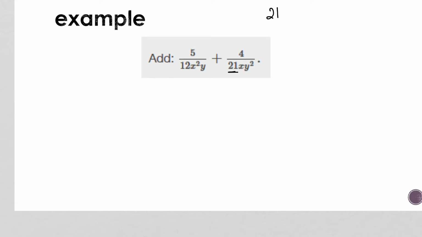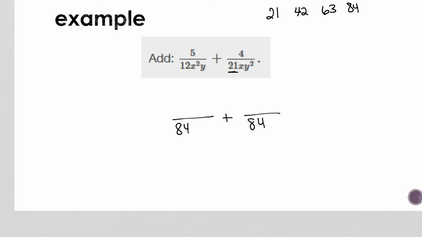So 21, 12 won't go into 21 evenly. So now 42, 12 won't go into 42 evenly. 21 times 3 is 63. 12 won't go into 63 evenly. 21 times 4 is 84, and 12 will go into 84. Okay, so I know I want 84 and 84.